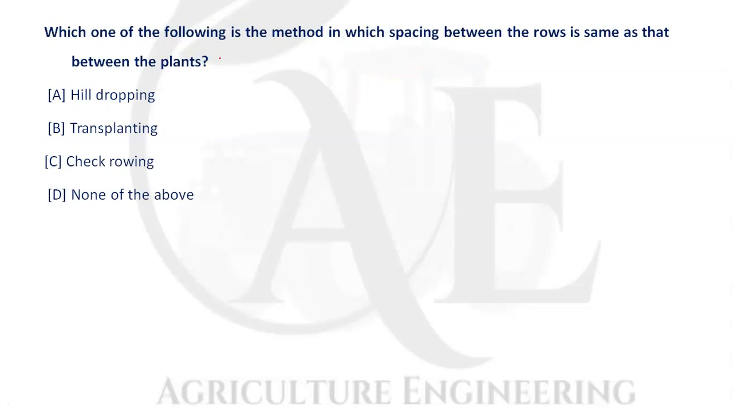Next question. In which method is the spacing between the rows the same as that between the plants? Check rowing is a method in which the spacing between the rows is the same as between the plants. So option C is the correct answer. Not transplanting, not hill dropping, none of those.